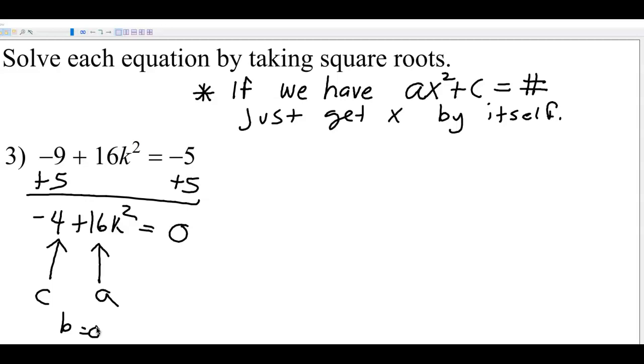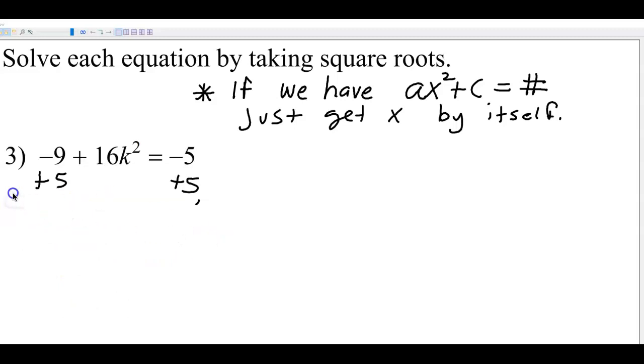So if you ever come across a problem where there's no B, there's just a square. There's just a K squared, but there's no K in there anywhere. This is the method I would encourage you guys to go with. Just get the K by itself. So if I want to get K by itself, I bet you guys could just mathematically, intuitively tell me what to do. What would I do first to get K by itself? Yeah, we would start by adding 9.